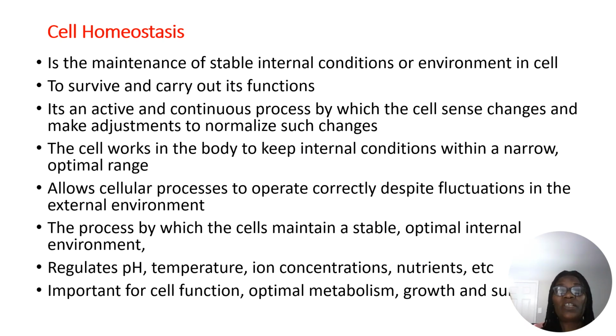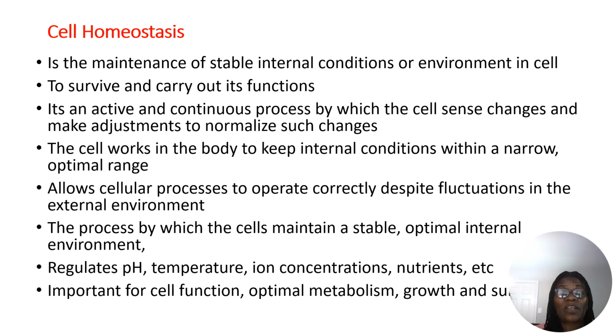All the cells in our body work to keep the internal conditions within the optimal range. That is, they keep the condition within an organism stable so that the external environment will not really affect what is happening in the internal environment. Cell homeostasis allows the cellular processes to operate correctly despite fluctuations in the external environment. It is the process by which the cell maintains a stable optimal internal environment.